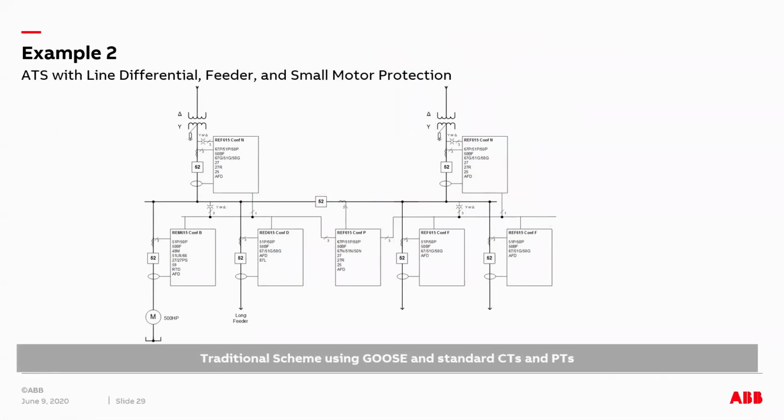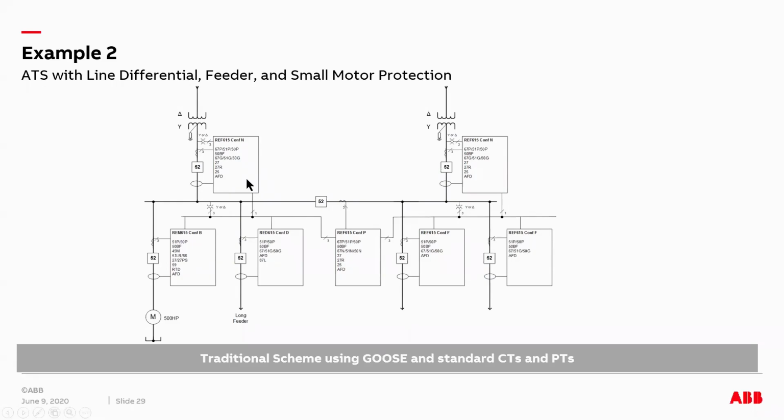Now going to example 2. This is another one-line diagram, which is a main-tie-main arrangement. Each main has its own relay, and the tiebreaker has its own relay. This is a scheme with the standard CTs and PTs, but utilizing GOOSE messages. So you can still utilize GOOSE messaging even with the traditional CTs and PTs.